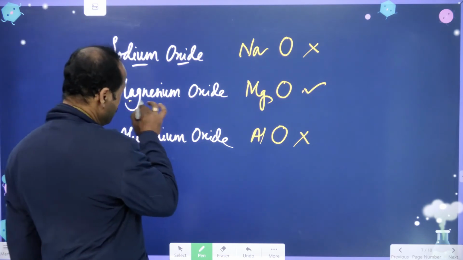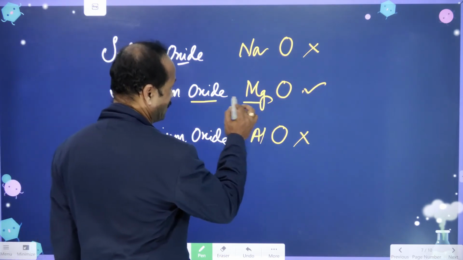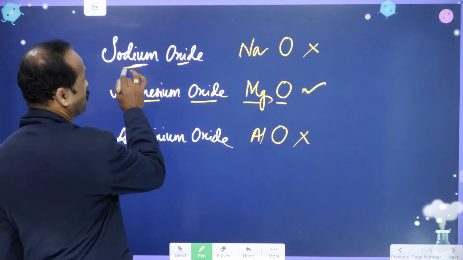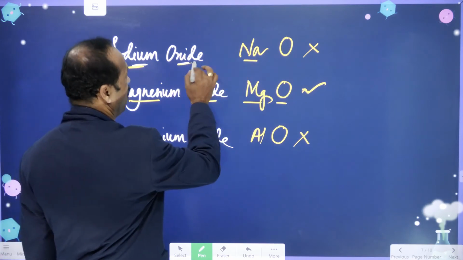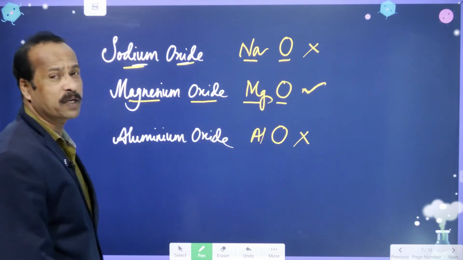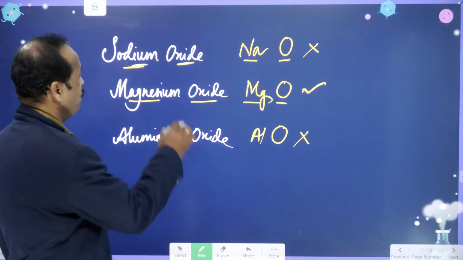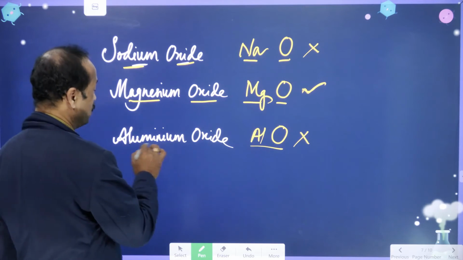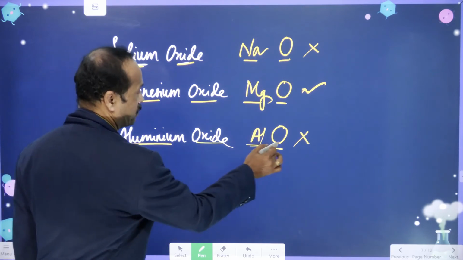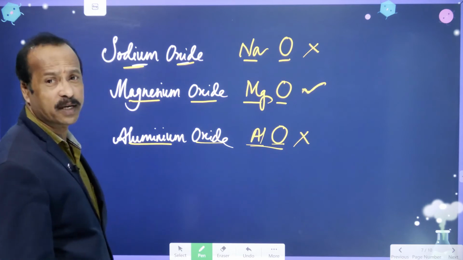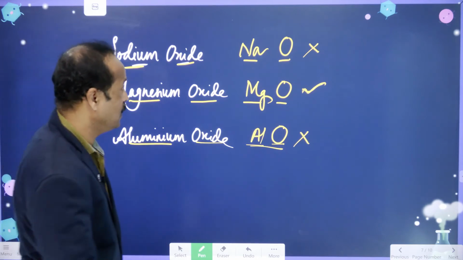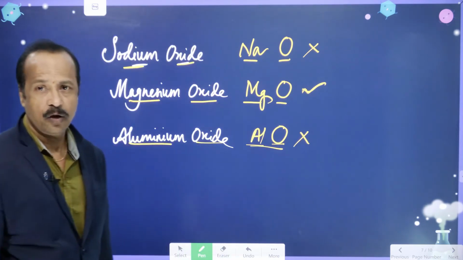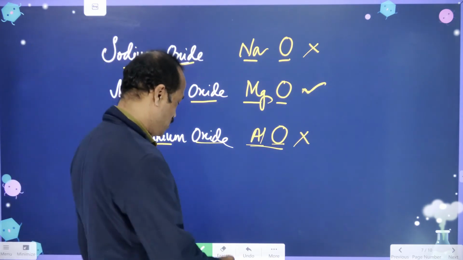If the magnesium symbol is Mg and the oxide symbol is O, and it is correct, then why is sodium oxide wrong? The sodium symbol is Na, the oxide symbol is O. That also should be correct. If magnesium oxide is correct, then aluminium oxide AlO should also be correct, because the aluminium symbol is Al and oxide means O. But here, both are wrong. Only one is correct. Now the question arises, why?